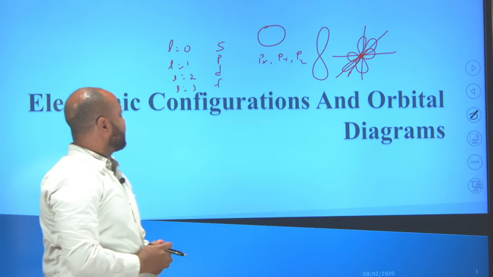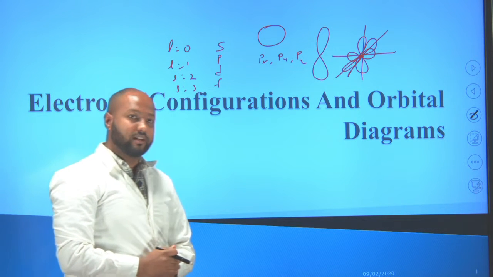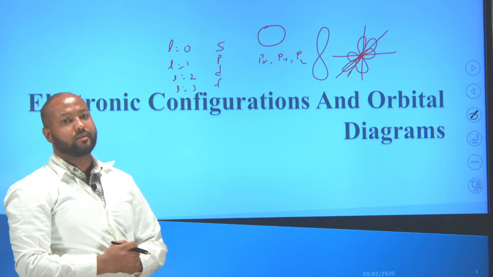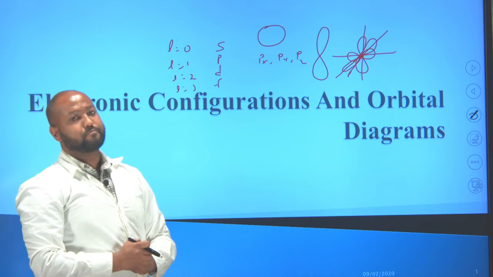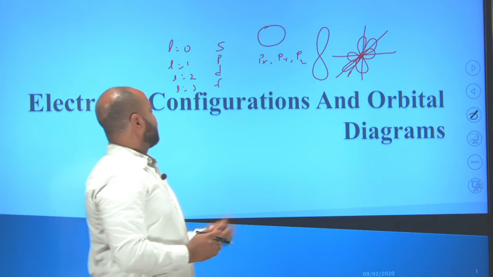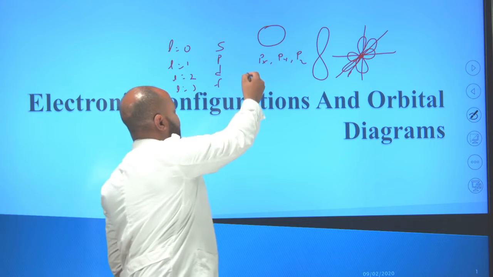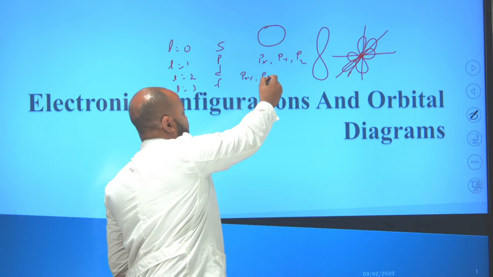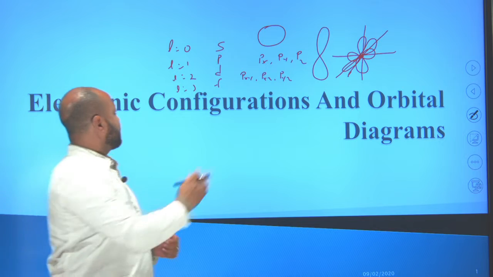What about the d orbitals? The shape of d orbital has two dumbbells in a clover leaf shape. There are 5 d orbitals. Of these 5 d orbitals, 3 of them are dxy, dxz, and dyz. Sorry.